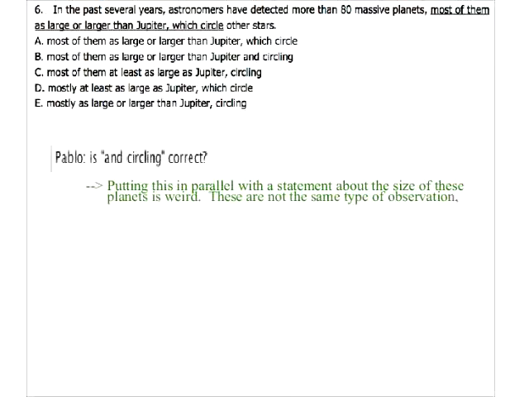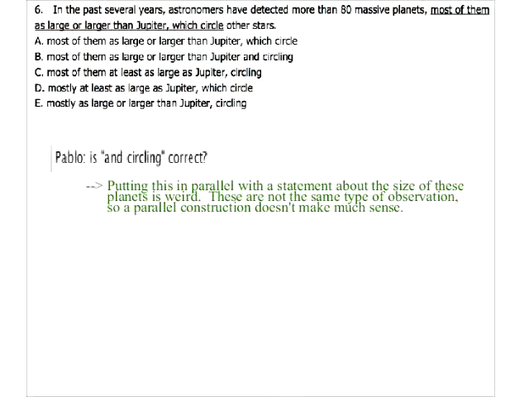It's grammatically fine, but if you're putting this in parallel with a statement about the size of these planets, it is weird. Because these are not the same type of observation. So a parallel construction doesn't really make a ton of sense. It makes more sense to use a modifier, which is not a parallel construction, because these are two very different and independent observations. So most of them as large and circling other stars.